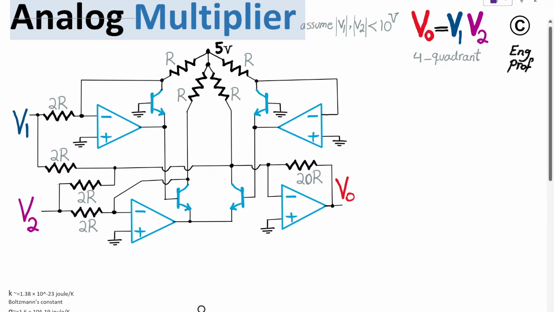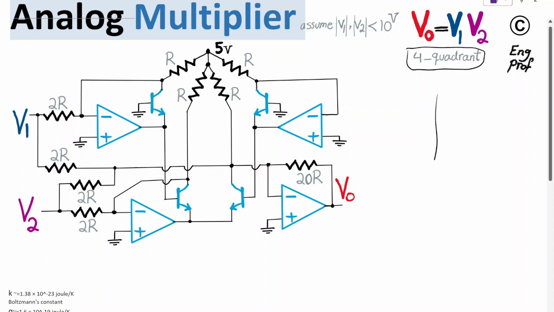A four-quadrant analog multiplier is implemented in this circuit using 4 op-amps and 4 BJT, or bipolar transistors, and then a number of resistors. So we want to show that the V out in this circuit is simply V1 times V2, so purely multiplication.